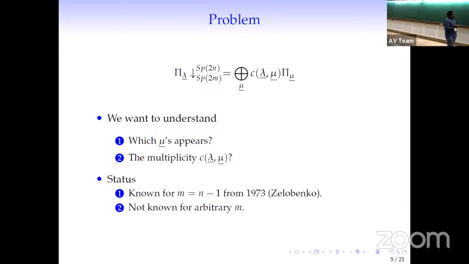For this problem, this is the current status. From Golubenko's paper of 1973, if you take m equal to n minus 1, this is known. But for other arbitrary m, it is not known, in the sense that there is no explicit description of c(lambda, mu) in a very good way.